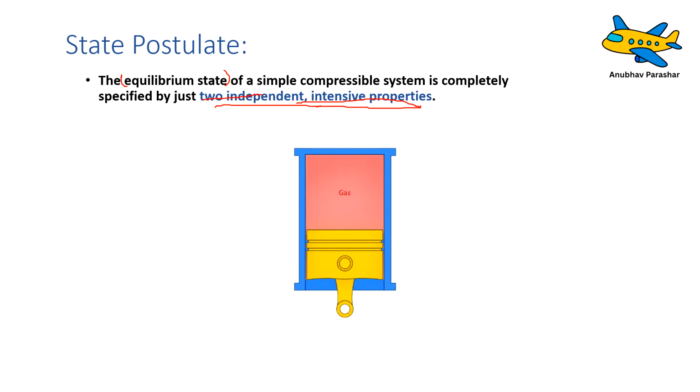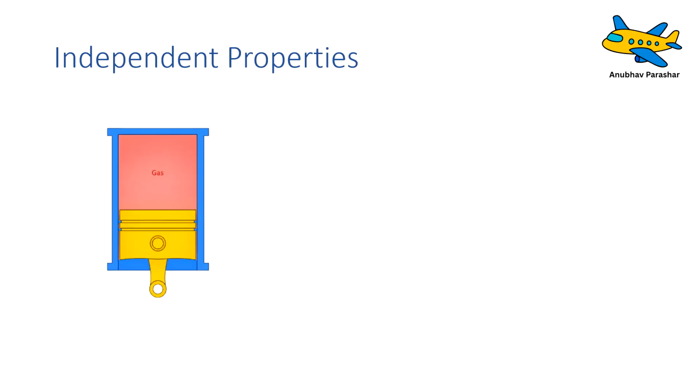Okay, we understand what an intensive property is, properties which are not dependent on mass, but what exactly do I mean by independent property? Let us try to understand this. The independent properties are those properties which are not dependent on each other. Now let us check, what about pressure and temperature? Are they dependent or independent?